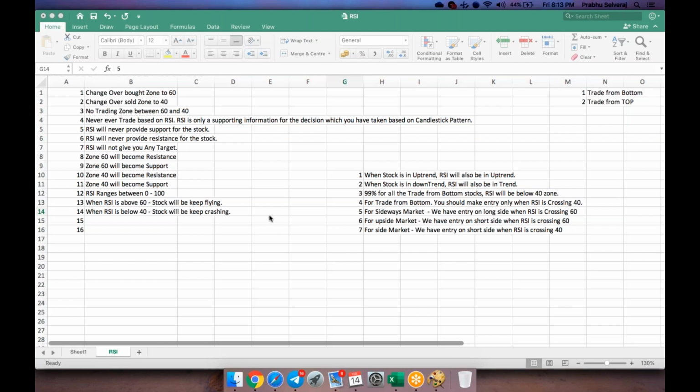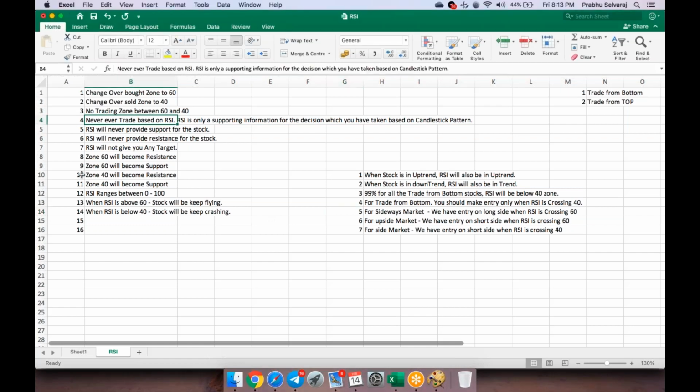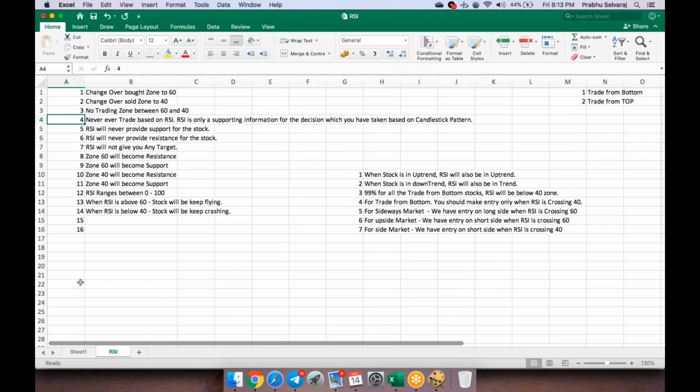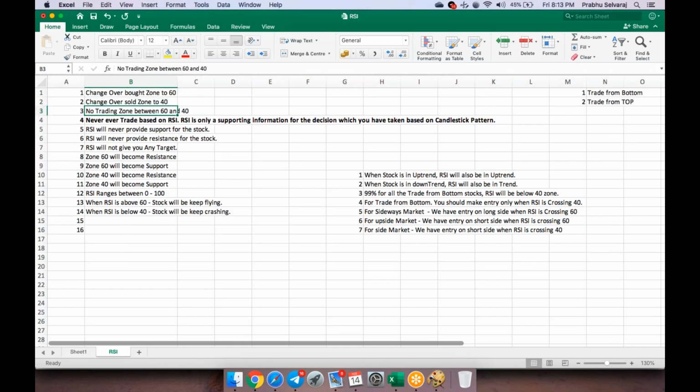So how many targets points to be considered for the stock we picked based on RSI? Nandini, you have to go and read point number 4. Never ever trade based on RSI. RSI is supporting information. You cannot pick any stock based on RSI. I've clearly written it over here. Again, you're asking the same question: can we pick based on RSI? You should not be picking any stock on RSI.